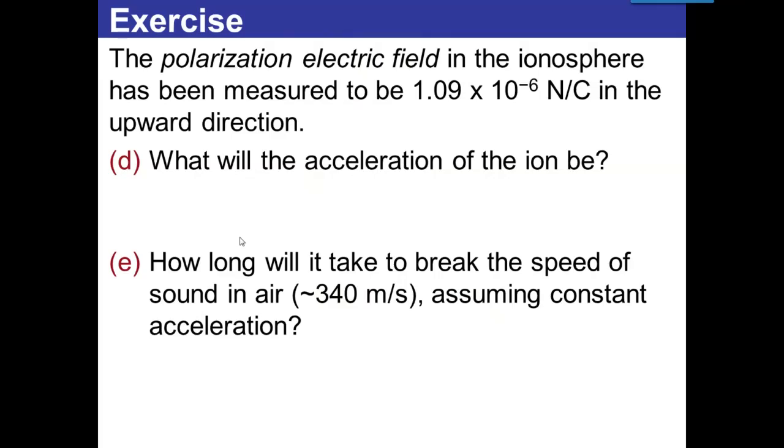So I'll give you a moment here. Can you now calculate, based on what we've just done here, what will be the net acceleration? Because we've got two things acting on the particle now, but what will be the net acceleration of the ion? And then beyond that, once you get that acceleration, how long will it take for the speed of that particle to be greater than the speed of sound in air, which is around 340 meters per second, assuming constant acceleration? So I'll give you a moment here, figure that out.